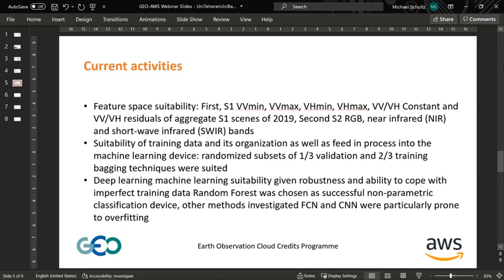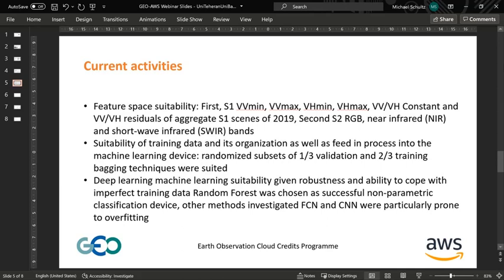Essentially, we're using 5 bands: VV-min, VV-max, VH-min, VH-max, VV/VH constants, and also their residuals. And we essentially aggregated all Sentinel-1 scenes of 2019 and in some parts of 2020, using median, max, and certain other parameters to construct a very dense remote sensing, in this case SAR, synthetic aperture radar information stack feature space.